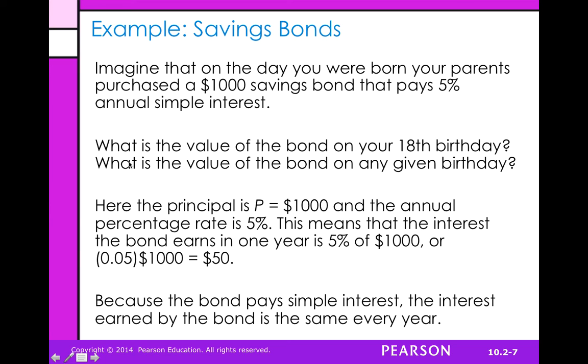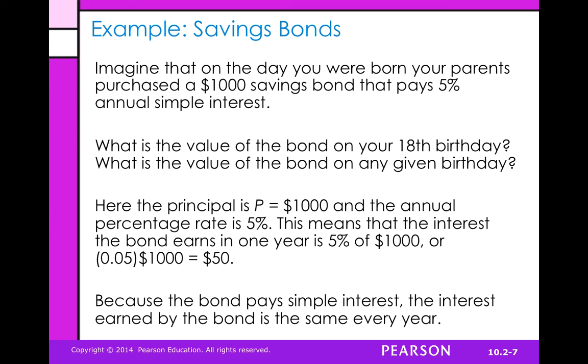Here, the principal is the amount invested, which is $1,000, and the APR is 5%. This is an annual percentage rate, so this means that the interest the bond earns in 1 year is 5% of the principal. 5% of the principal is $50. Because the bond pays simple interest, the interest earned by the bond will be the same every year. So notice this is actually the exact example I just gave you. After 1 year, you now have $50 in interest that you've earned. So the value of the bond, if you cash it out, is $1,050.